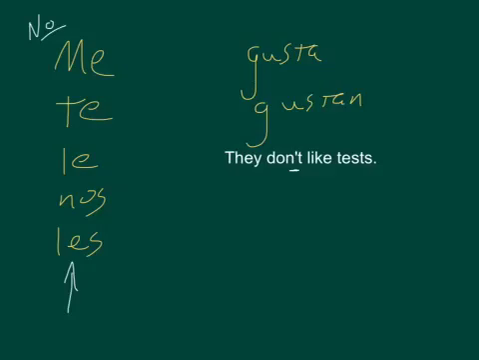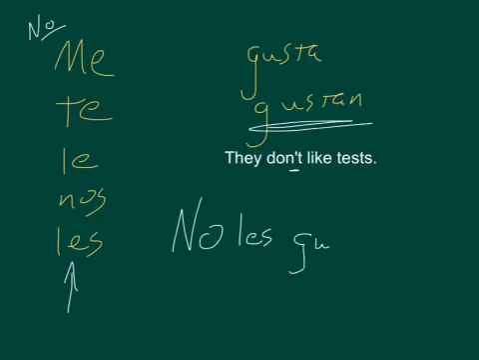So in this case, we're going to say no. And then who's it pleasing to? It's pleasing to them. Or I'm sorry, it's not pleasing to them. So it's to them it's not pleasing. So tests, we have more than one test, so it's going to be gustan. And then whatever it is. So no les gustan los exámenes. They don't like the tests, or the tests aren't pleasing to them. It's literally what you're saying.